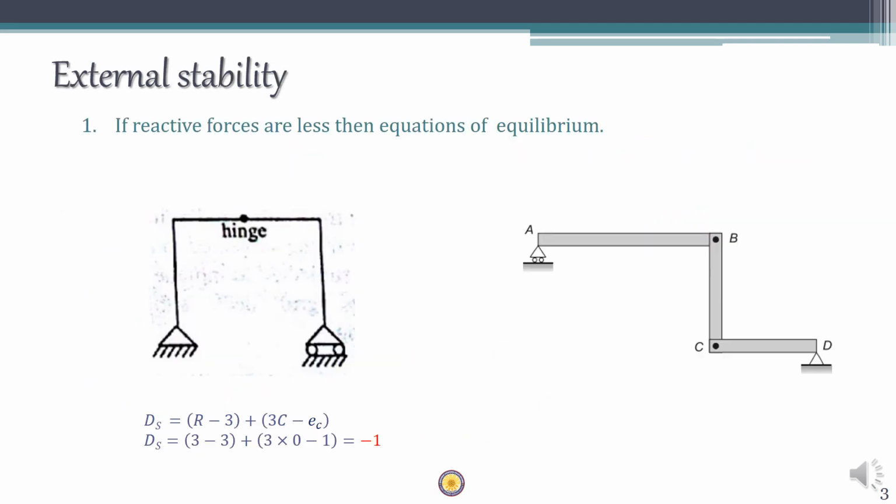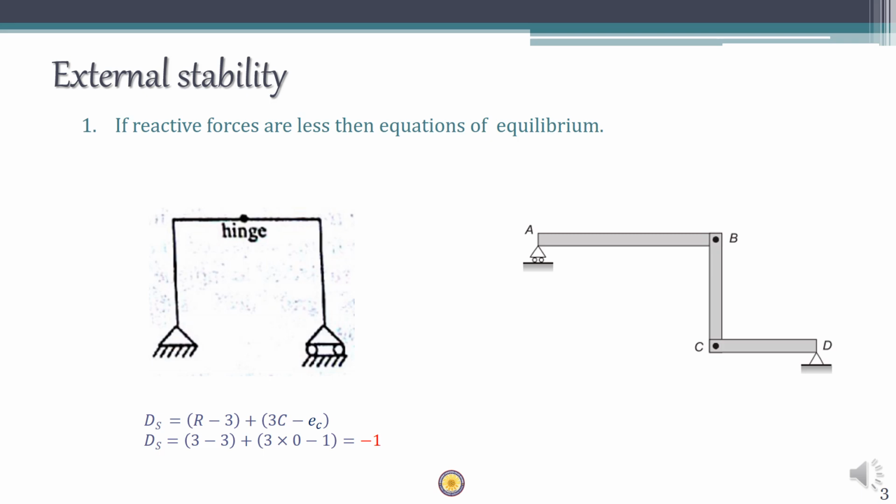Now let's see in detail external stability, the cases in which external instability will occur. A structure will be externally unstable if the number of reactive forces is less than the number of equations of equilibrium. This is the case where the external static indeterminacy becomes negative. If the number of reactions is more than the number of available equations, it results in external stability.